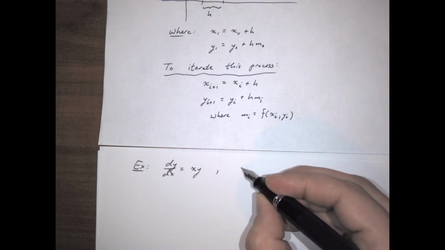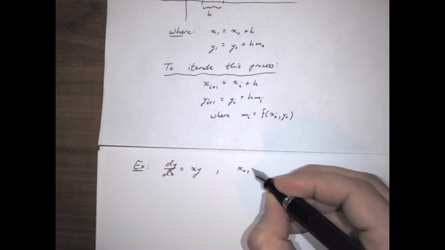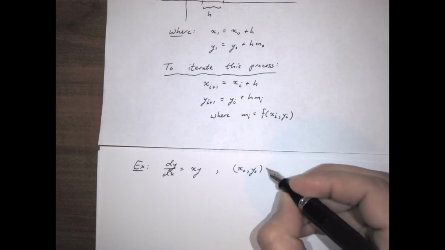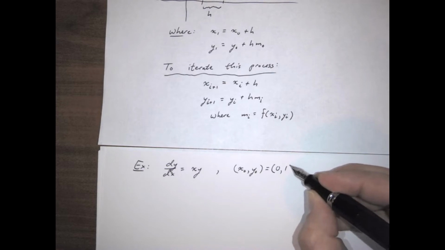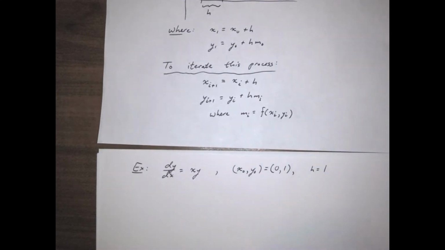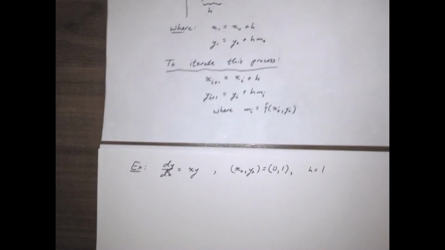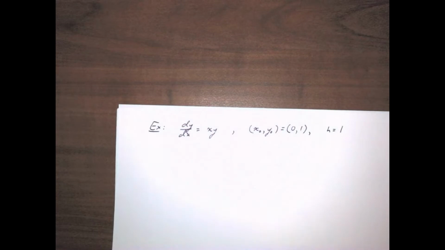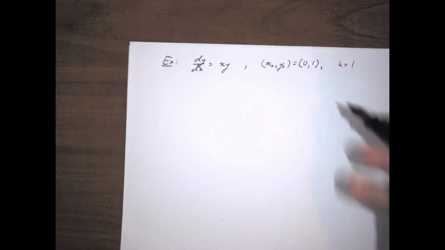So let's say that x naught, y naught, our initial conditions, will just be 0 for x and 1 for y. And then let's say that the step size here is just going to equal, we'll just make it equal to 1. And so this is a very crude step size, but it's good enough for us to just get started with.